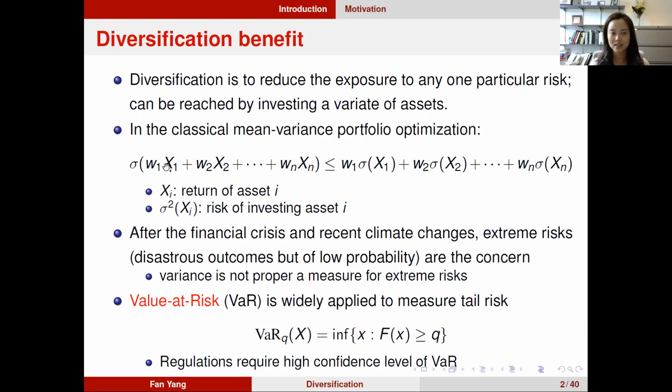So you can see that the common sense that diversification can be reached by investing in a variety of assets is purely based on using variance as a risk measure. But if we change the risk measure, the story can be totally different. Today I'm going to focus more on what happens to diversification if we use VaR.